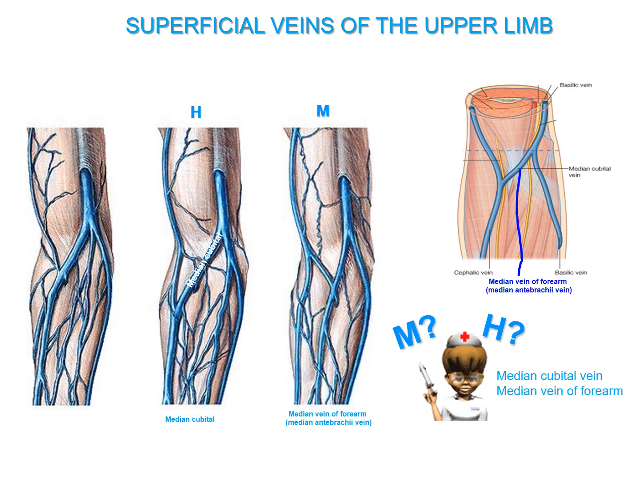Sometimes the upper end of the median vein of the forearm divides into median cephalic and median basilic veins, which join the cephalic and basilic veins. In this situation, the median cubital vein is absent or is very small and tiny. The veins in front of the elbow commonly form two patterns: H-shaped pattern or M-shaped pattern.